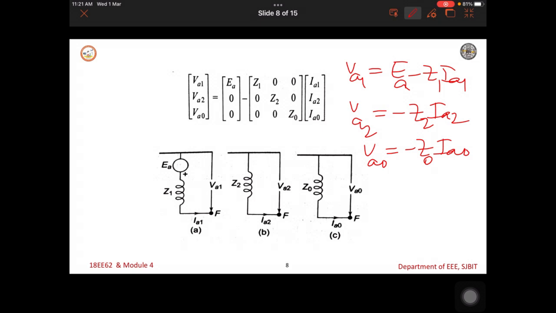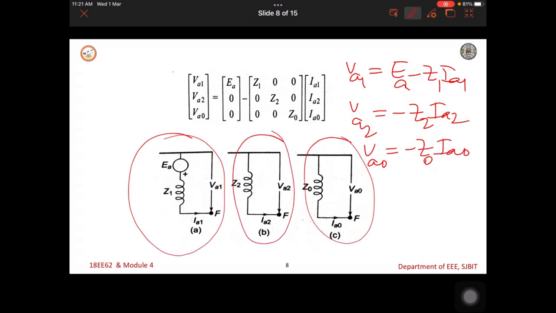So, this is the positive sequence network, this is the negative sequence network and this is the zero sequence network. This is very important for understanding the different types of faults under unsymmetrical fault analysis.